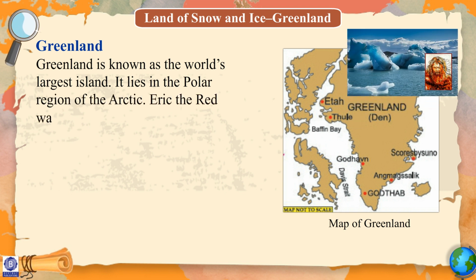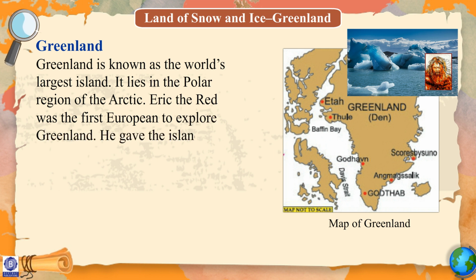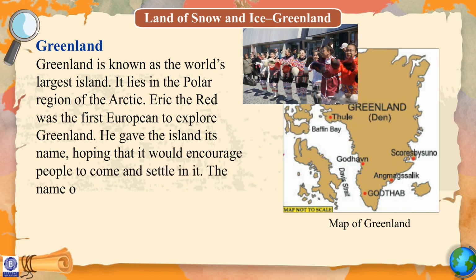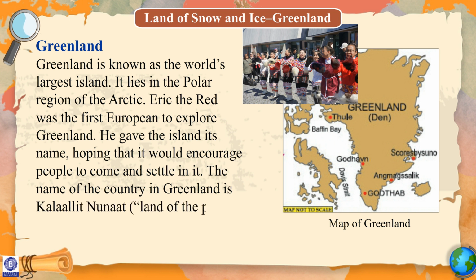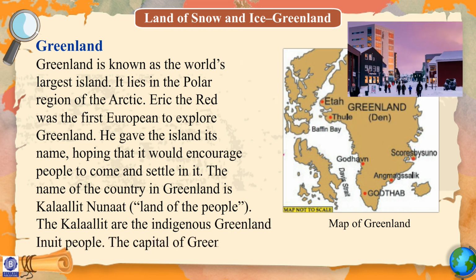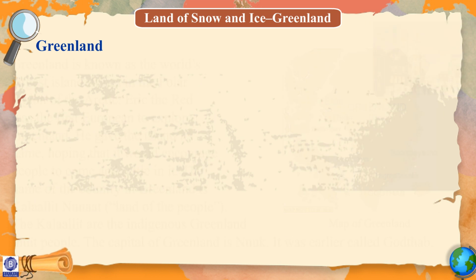Eric the Red was the first European to explore Greenland. He gave the island its name, hoping that it would encourage people to come and settle in it. The name of the country in Greenland is Kalaallit Nunaat, land of the people. The Kalaallit are the indigenous Greenland Inuit people. The capital of Greenland is Nuuk. It was earlier called Godthab.